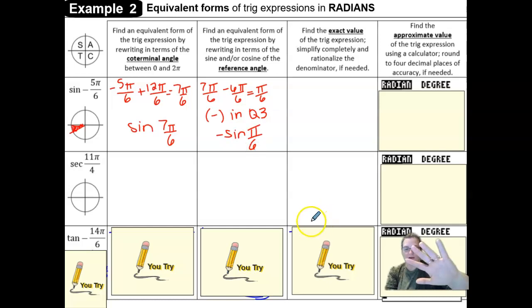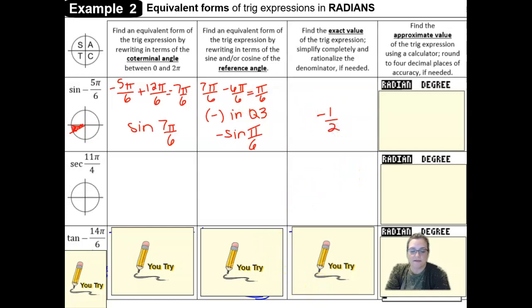So using our first quadrant hand trick, pi over 6 is our pointer finger, so we bend that one down. Recall the number of fingers on top of the bent finger is the cosine, so the cosine is root 3 over 2. We have one finger below the bent finger, and that tells us that it's 1/2 for the sine. So that makes the exact value negative 1/2.